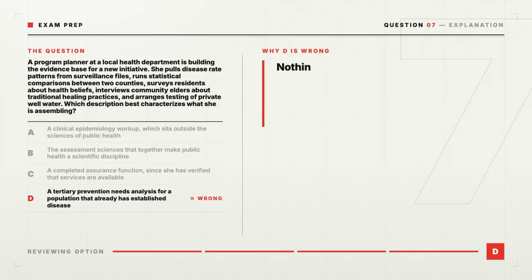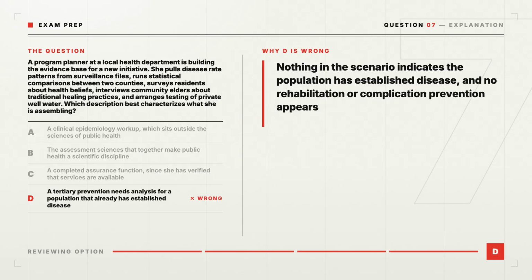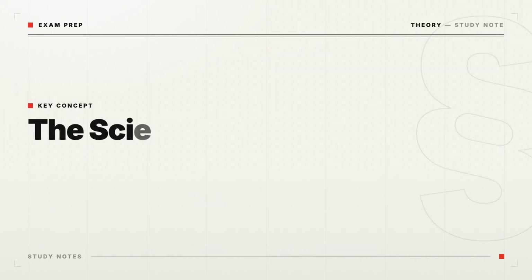D is wrong because nothing in the scenario indicates the population has established disease, and no rehabilitation or complication prevention appears. Assessment precedes any decision about which level of prevention fits.